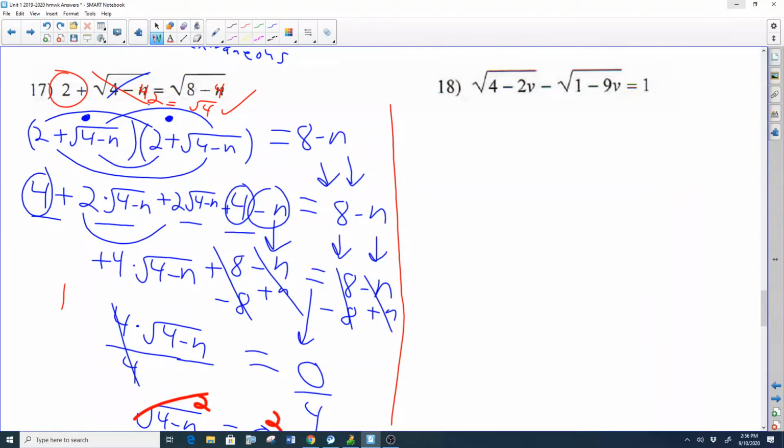Okay, we are now back to do a beastly number 18. So 18, we'll leave 17 up there. Oh, it's going to look like that. How fun. Okay, so what you have to do with number 18 is you need to get at least one radical isolated. So since that's negative, we'll go ahead and positive it over. So we're going to add radical 1 to both sides. Let me see here.